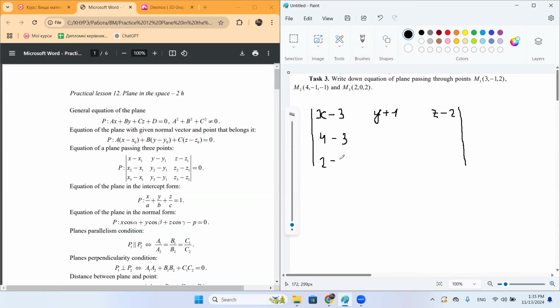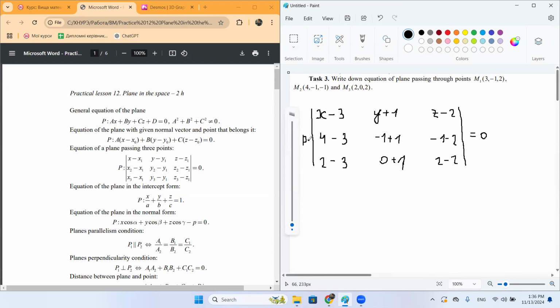4 minus 2, 4 minus 3, 2 minus 3, then now minus 1 plus 1, 0 plus 1, then 2 minus 2. Oh, no, yeah, 2 minus 2, correct. No, minus 1, minus 2 here. So don't confuse coordinates, and 2 minus 2. So checking that everything is correct for now.